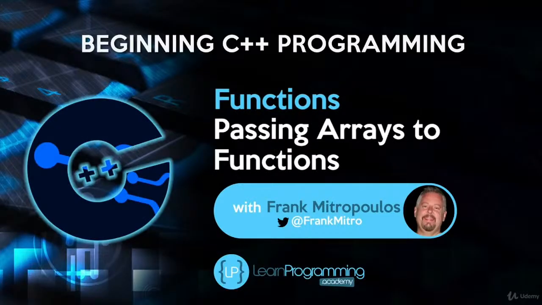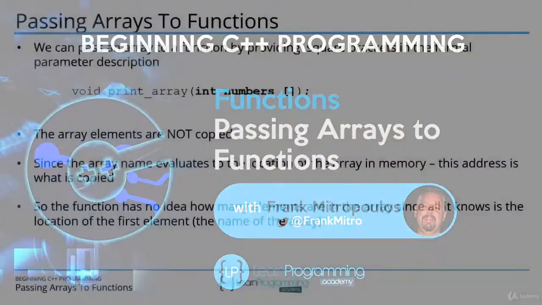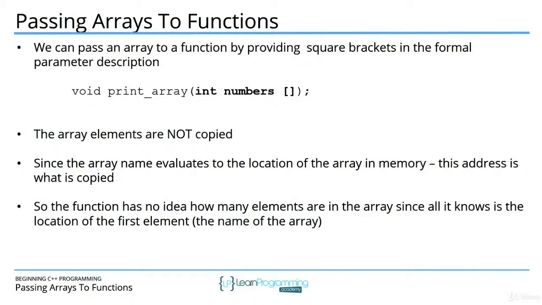In this video, we'll learn about passing arrays to C++ functions. We can pass arrays into functions by providing the square brackets in the parameter information. So in this case, we can have a function named printArray that expects an array of integers and returns nothing. The idea is that this function iterates through the array and displays the array values.